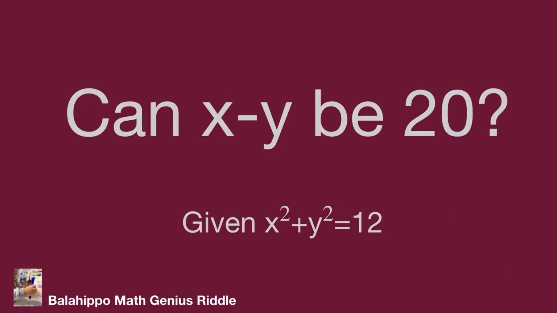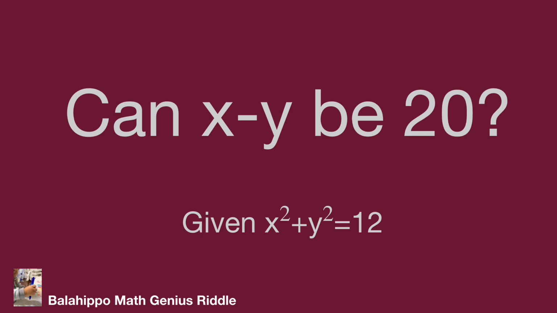Suppose I tell you x² + y² = 12. How big can x − y be? Can it be 20 or 50? Or is there a hidden limit?